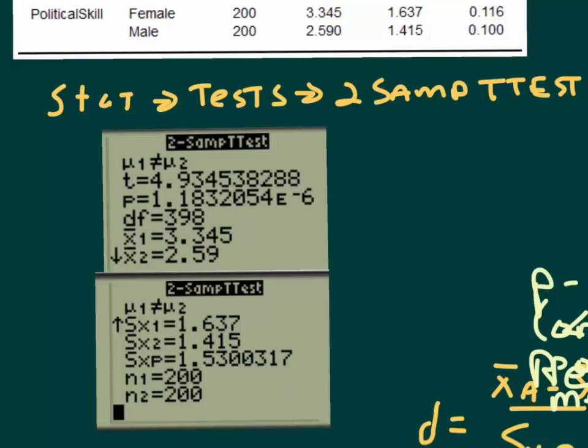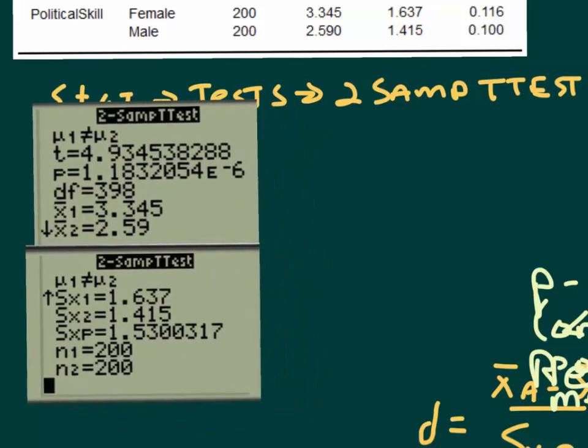And the p-value, remember that has to be between 0 and 1. It says 1.18. That's a clue that this is going to be something in exponential form. So when you see that e to the minus 6, put 5 zeros before you get to the 1.